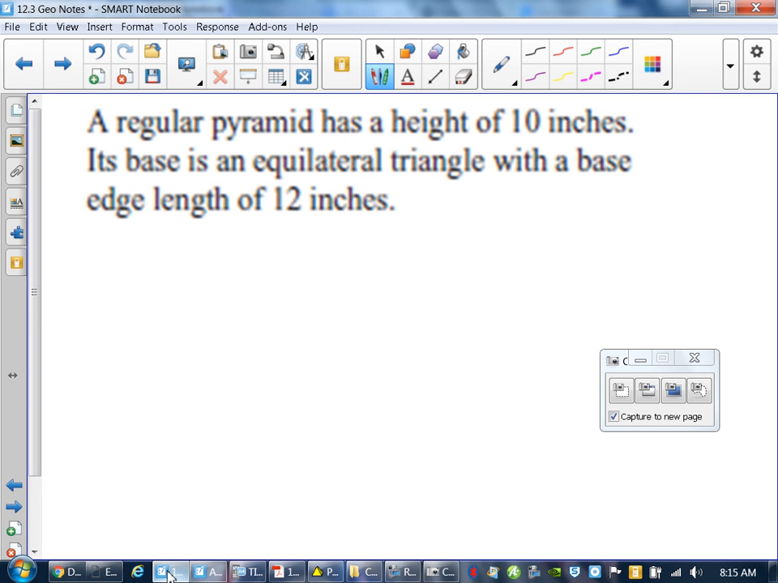You might be able to just draw it. So you have a regular pyramid that has a height of 10. Its base is an equilateral triangle with base edge lengths of 12.